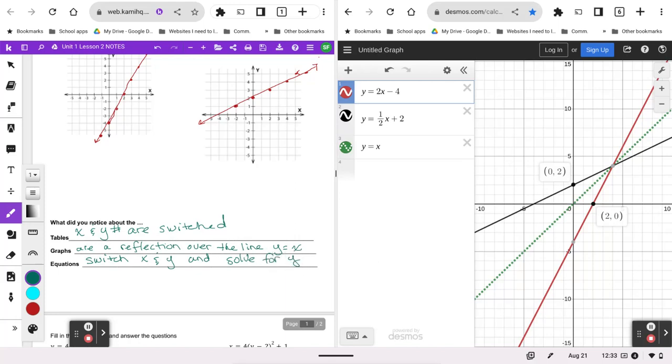The nice thing is also the slopes are always going to be reciprocals. Always going to be reciprocals. Okay, let's go on to the next one.